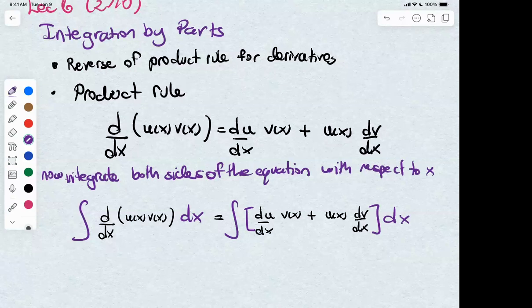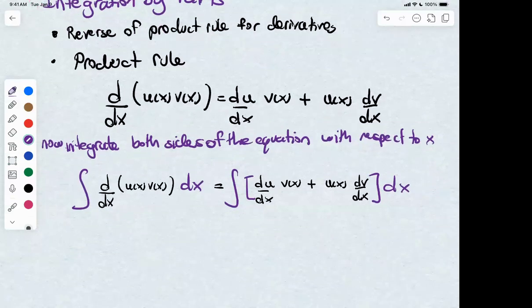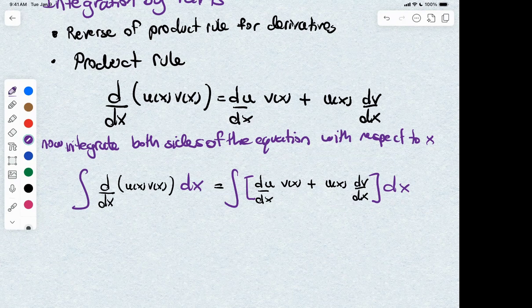Okay. The idea is that the left-hand side is kind of easier to understand. What does the left-hand side mean in this case? It means an antiderivative, a function whose derivative is whatever is inside the integral, right? That's an antiderivative.